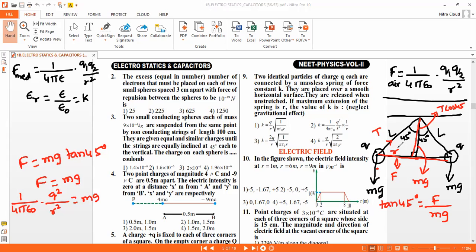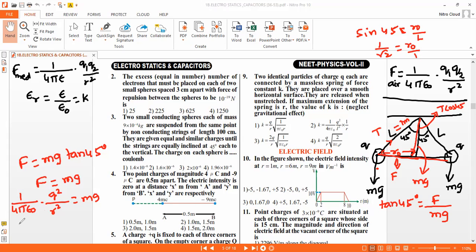Suppose let us consider this is r naught. First of all, I'll find r naught. They gave the length as 100 centimeter, that is nothing but 1 meter. Sine 45 is equal to r naught by l. So 1 by root 2 equals r naught by 1, that is r naught equals 1 by root 2 meter.